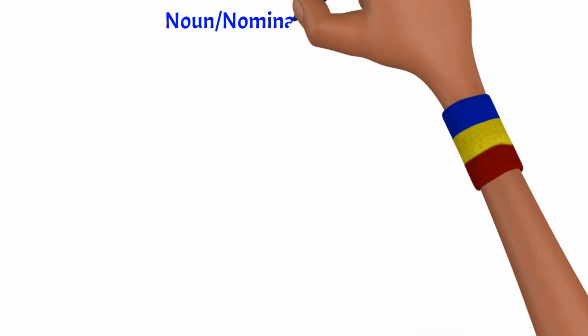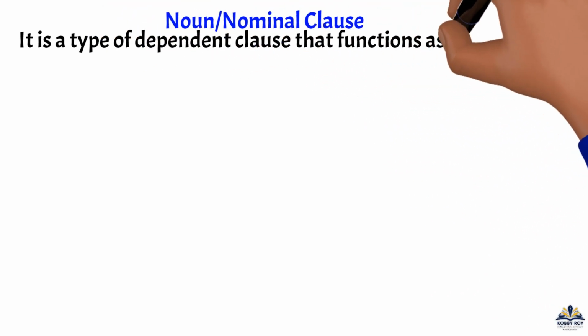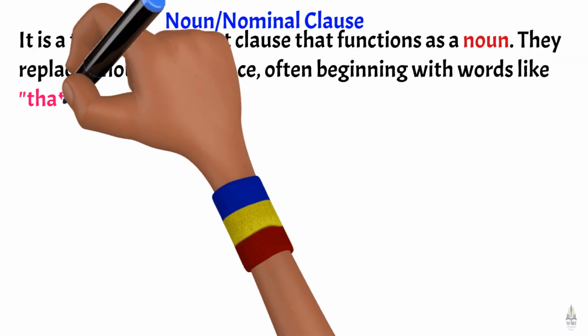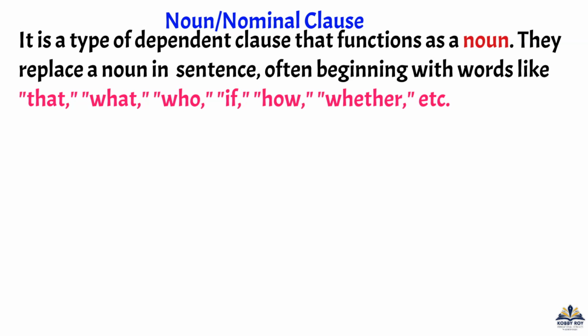Noun clause. It is a type of dependent clause that functions as a noun. They replace a noun in a sentence, often beginning with words like that, what, who, if, how, whether, etc.